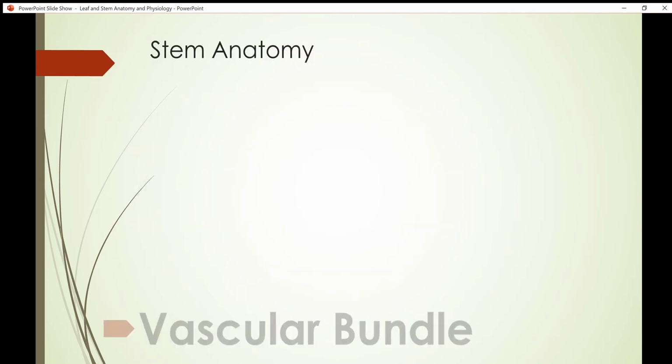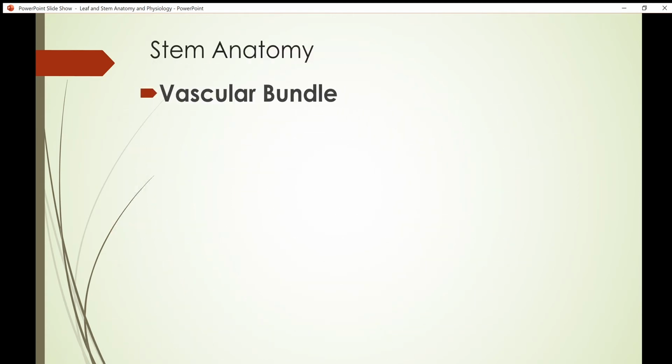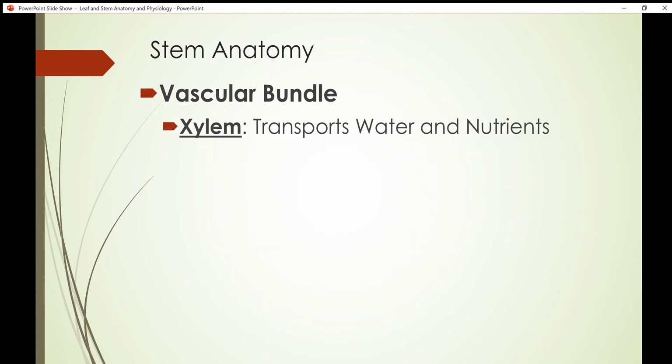So we're going to look at some anatomy. The vascular bundle has three parts. The first part is the xylem, and the xylem transports water and nutrients. And the xylem is also dead tissue. It is not living. So an example of xylem that you'd find is if you've ever bitten into a stick of celery and you found the celery strings, that's going to be the xylem tissue. It's dead tissue that's filled with cellulose, which you can't really chew very well or digest at all.